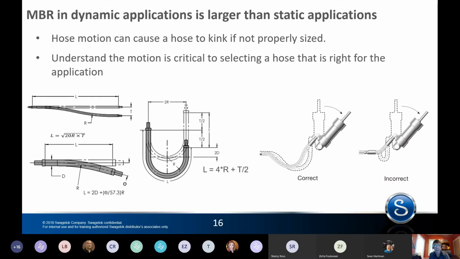They're also posted on the NAHAD website. You can check those out and try to do them yourself. It's fine. They're not that complicated. But the point is, make sure you take into account the full motion the hose will see when you select the right length. And sometimes it's a lot more than you would think.